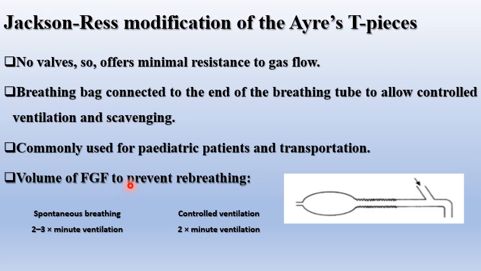A volume of fresh gas to prevent rebreathing again is recommended. During spontaneous breathing, it is 2 to 3 times minute ventilation. During controlled ventilation, it is 2 times minute ventilation. Fresh gas flow below the recommended will be a reason for rebreathing and increase the carbon dioxide.